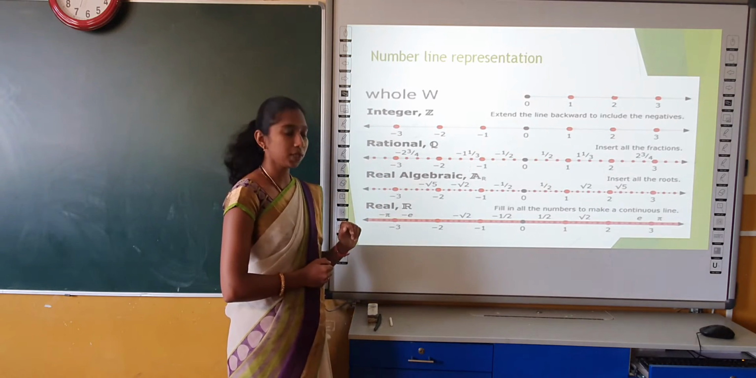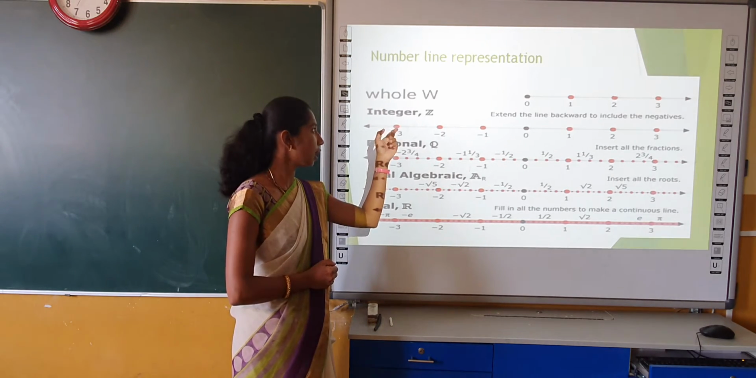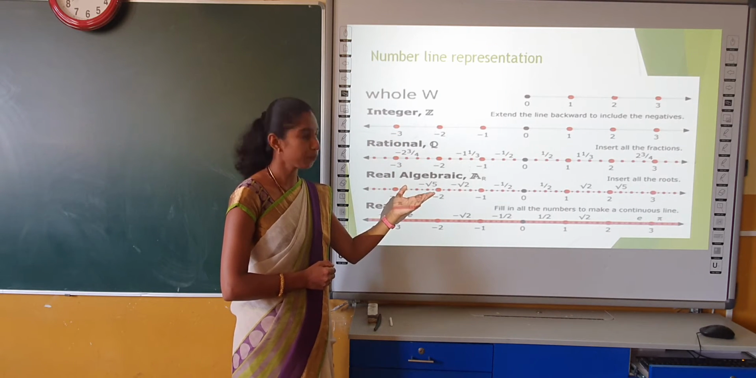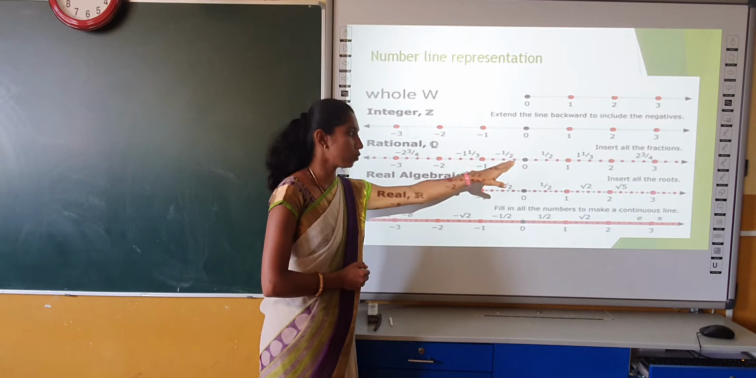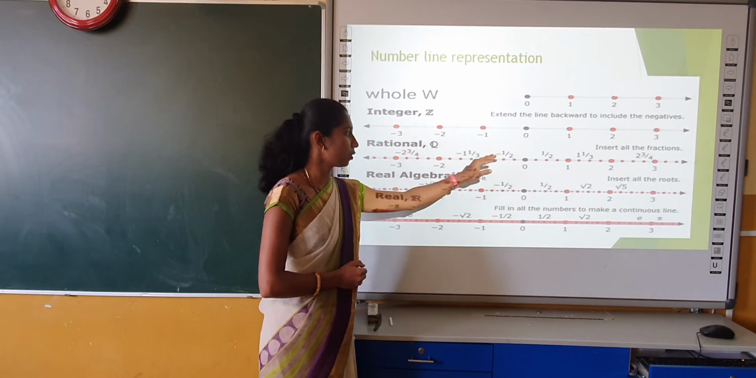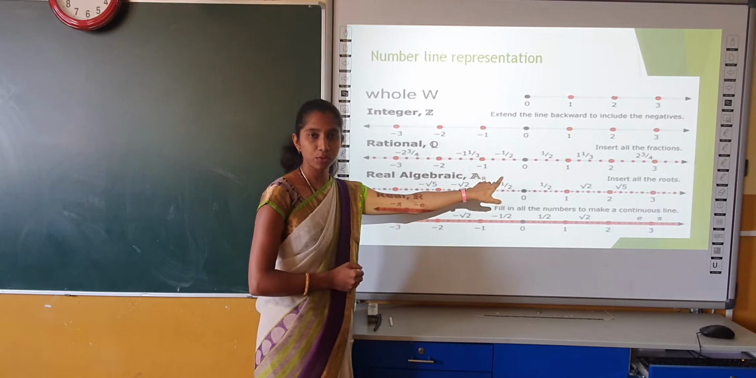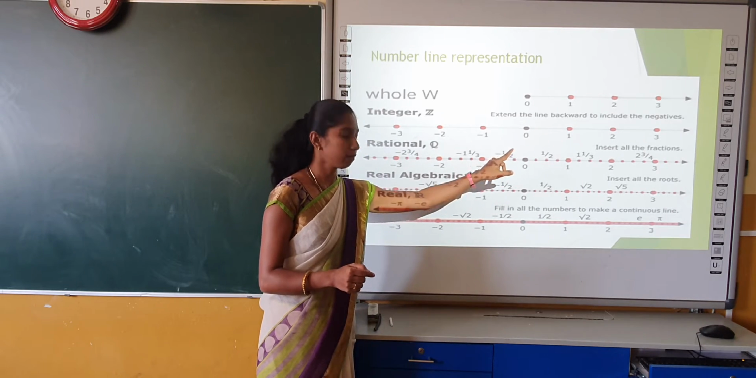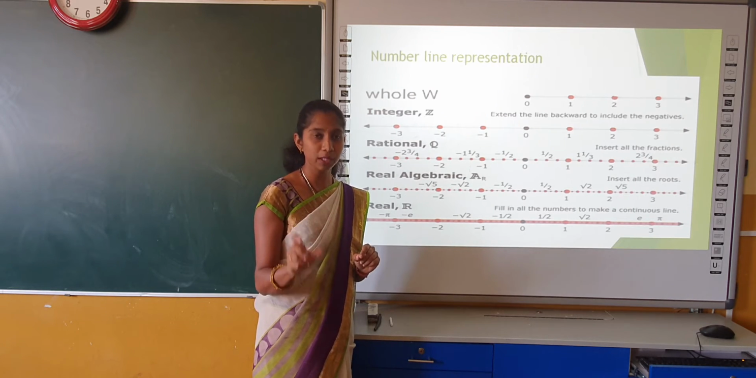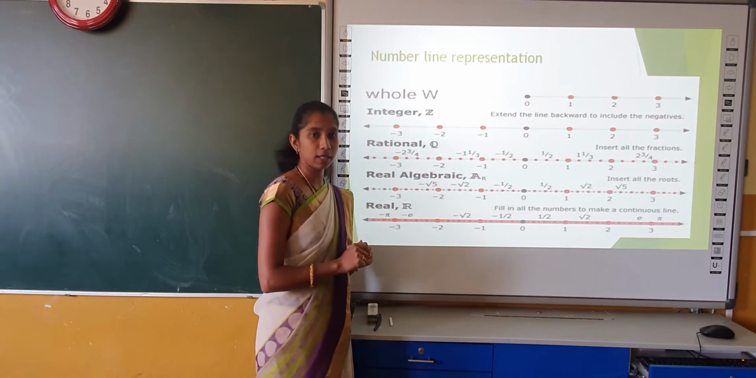Next, come to the rational numbers. In the same way as we wrote for integers, we have to write here also. Along with writing 0, 1, 2, 3, we have to write numbers of the form -1 by 2, 1 by 2, 1 by 3, like that. Numbers of the p by q form should be written on the number line.